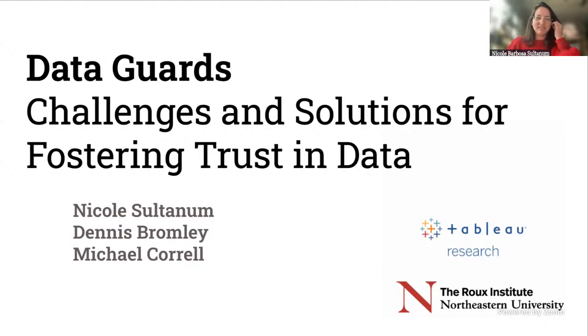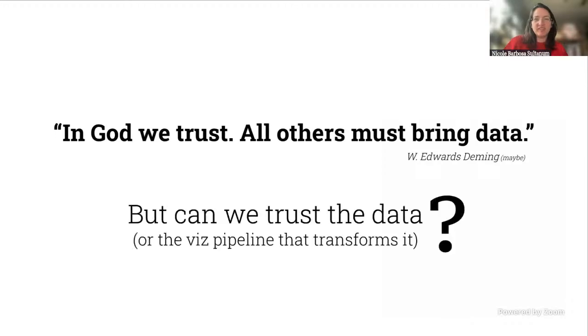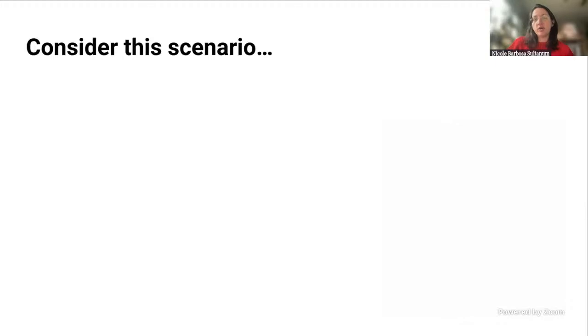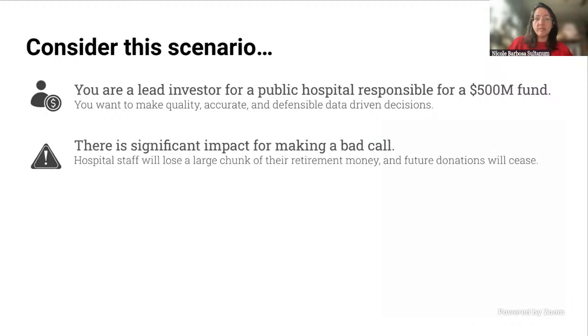Hi, my name is Nicole Sultanum, and I'm here to talk about work done with Dennis Bromley and Michael Correll about trust. There's this pervasive thought that being data-driven means you make more objective and therefore more trustworthy decisions. But in practice, making decisions with data is far from objective. Consider the scenario where you are a lead investor for a public hospital responsible for a 500 million fund. It's a big amount and there's significant impact for making a bad decision.